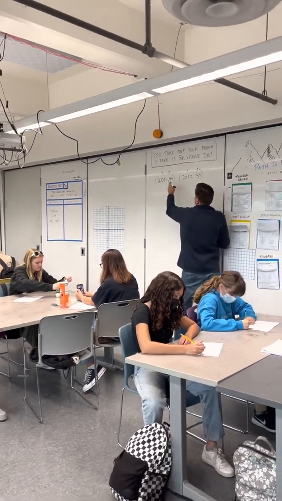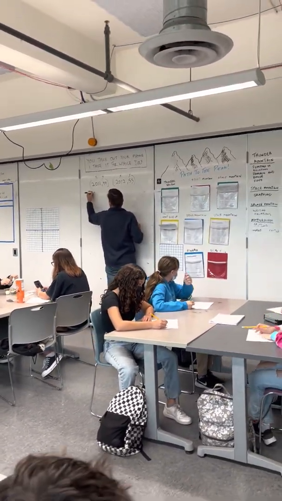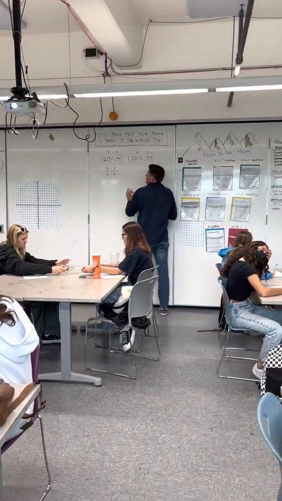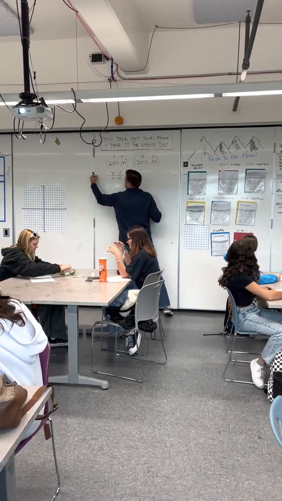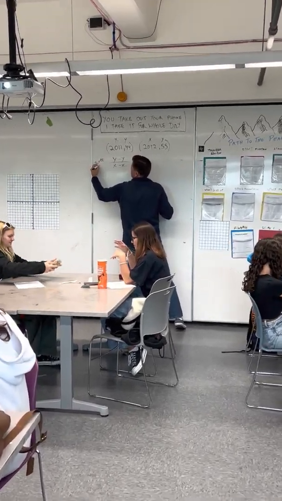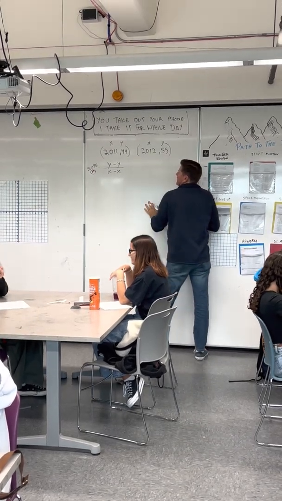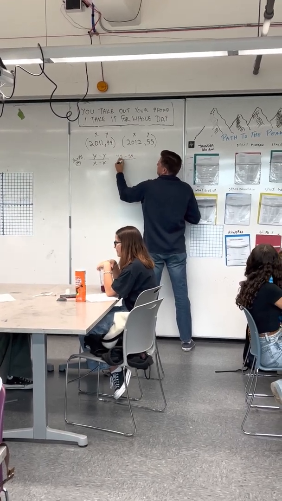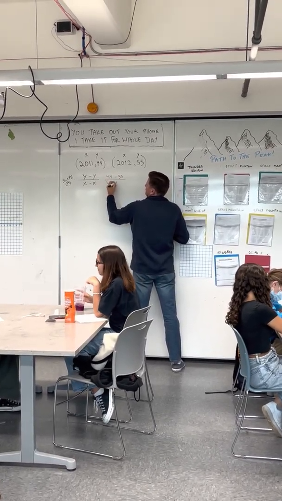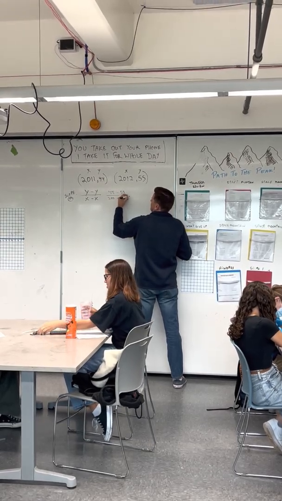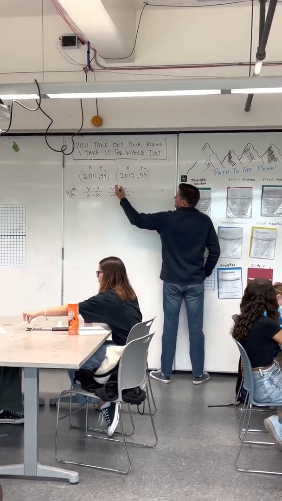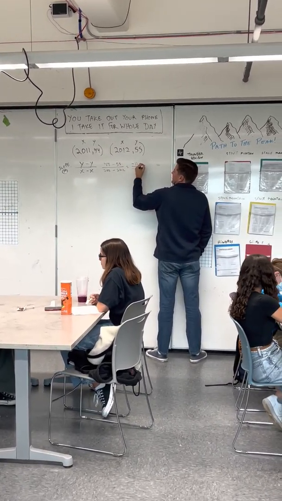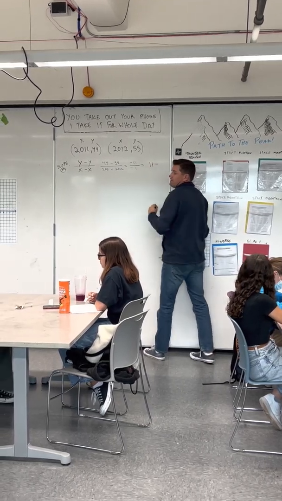So we need to do the difference in the y's over the difference in the x's, because that'll give me my slope, which is also the m. So I go 44 minus 55 over 2011 minus 2012. And I get negative 11 over negative 1. So my slope is 11.